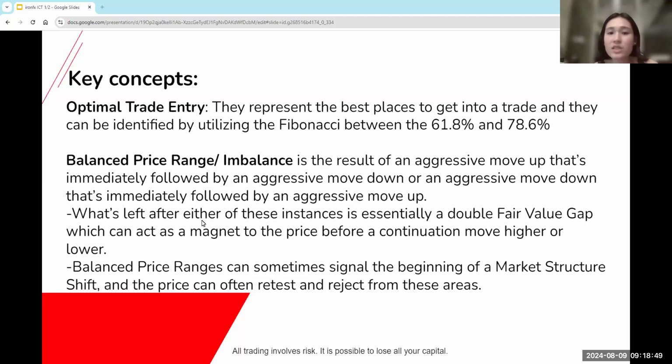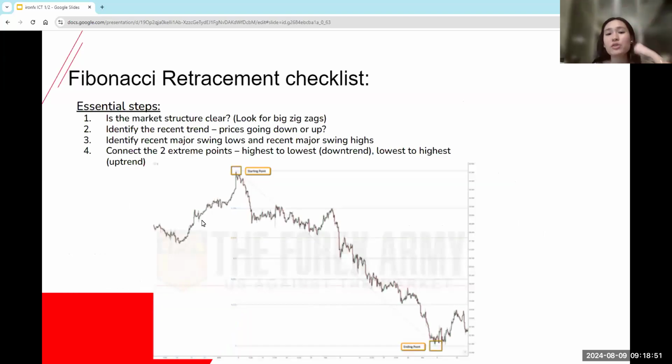Okay, now let's move on. We're gonna do a brief intro to Fibonacci in case anybody was unfamiliar, since the ICT method uses Fibonacci as well.